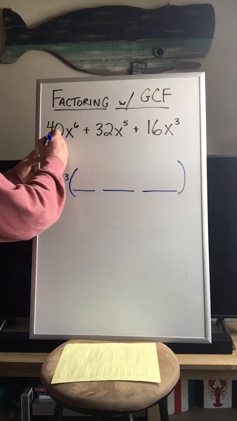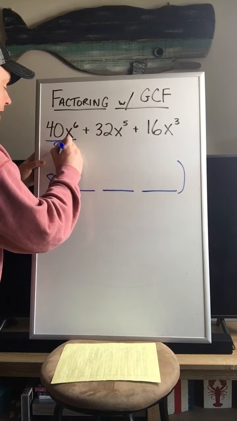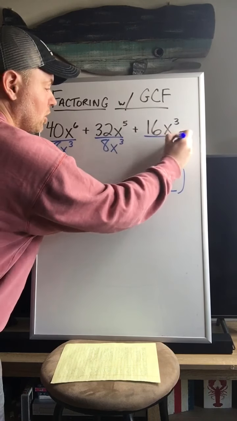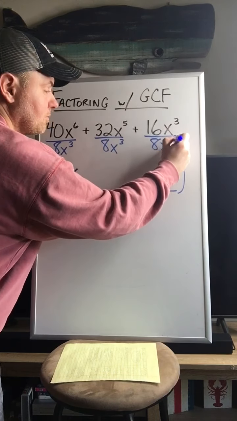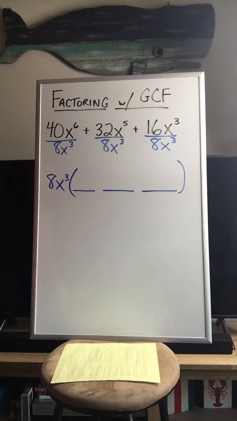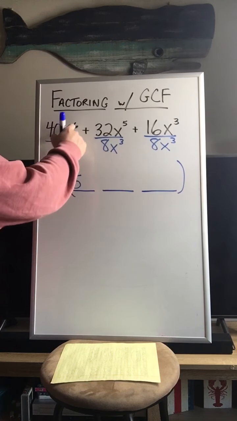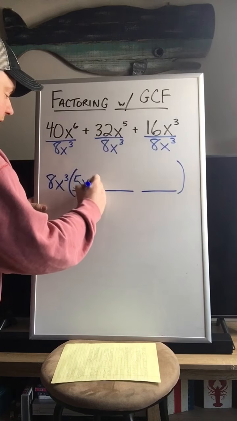All right? Now, after that, I have to figure out what is the remaining polynomial. And the way I do that, like we saw last week, is we divide each of the terms of the polynomial by the GCF. And this is why we worked on division last week. So you have your GCF. This is what they all have in common. And now to get the remaining polynomial, you divide each of them by that GCF. So 40 divided by 8 is 5, and x to the 6th divided by x to the 3rd is x to the 3rd.